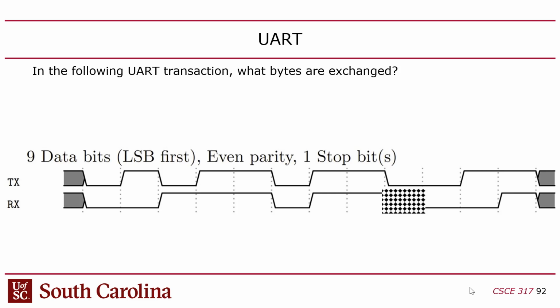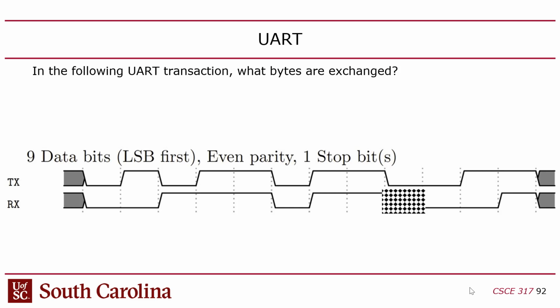I've never seen hardware that can do that, but in this example, just for the purpose of this question, let's assume that we know that we have an error here. And so the question is, what bytes are exchanged? Well, the first one's pretty easy. You just look at the waveform. The second one's harder because we have a missing bit, but because there's a parity bit in here, we can figure out what that missing bit is, right?